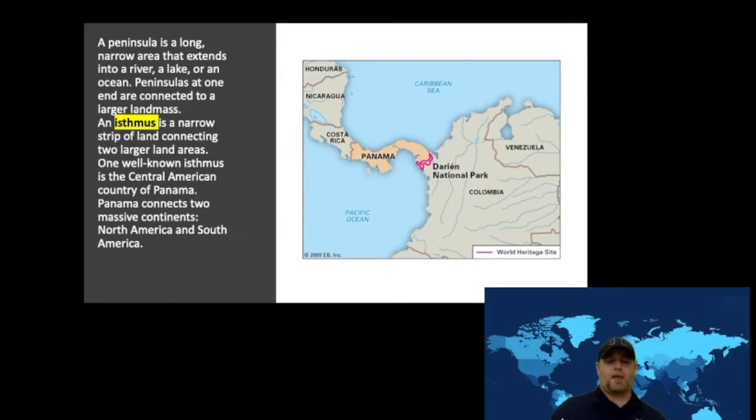land. An isthmus is a narrow strip of land connecting two larger land areas. One well-known isthmus is the Central American country of Panama. Panama connects two massive continents, North America and South America. And we'll be talking a bit more about the Panama Canal this year.